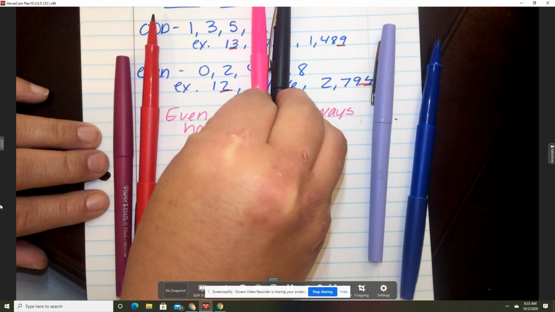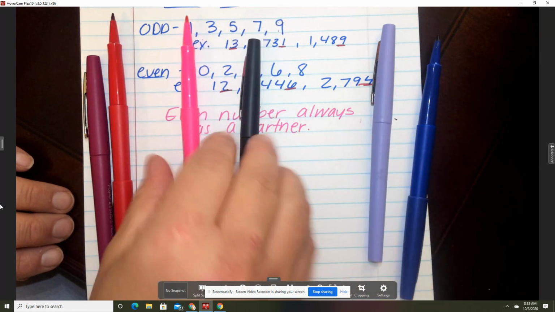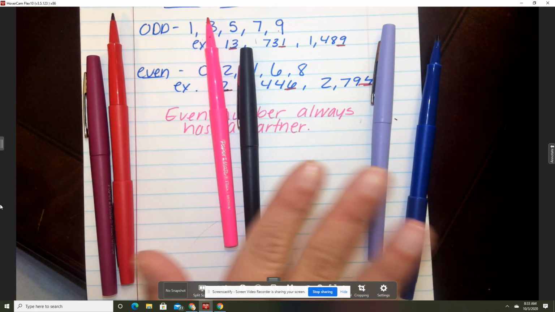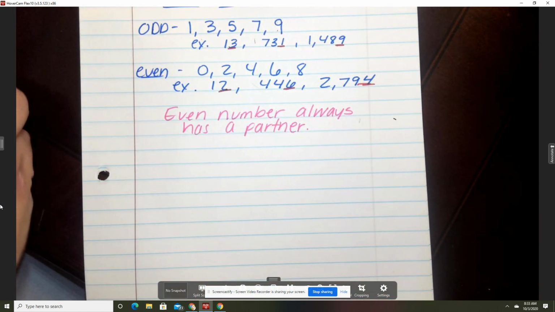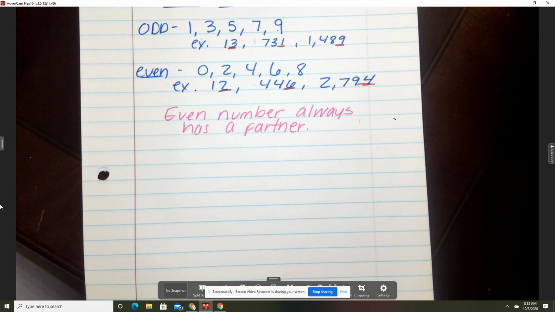All right, let's add those all together again. Those are a pair, those are a pair, those are a pair. I have the number 6. They all have a partner. They all have a pair. So it is an even number. Okay. So that is a quick run through of that.